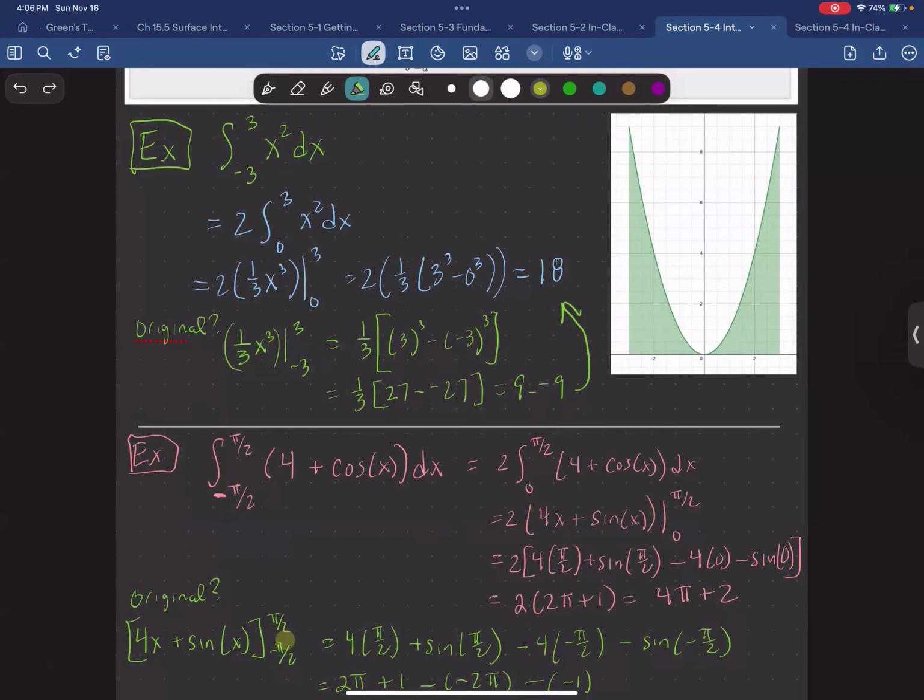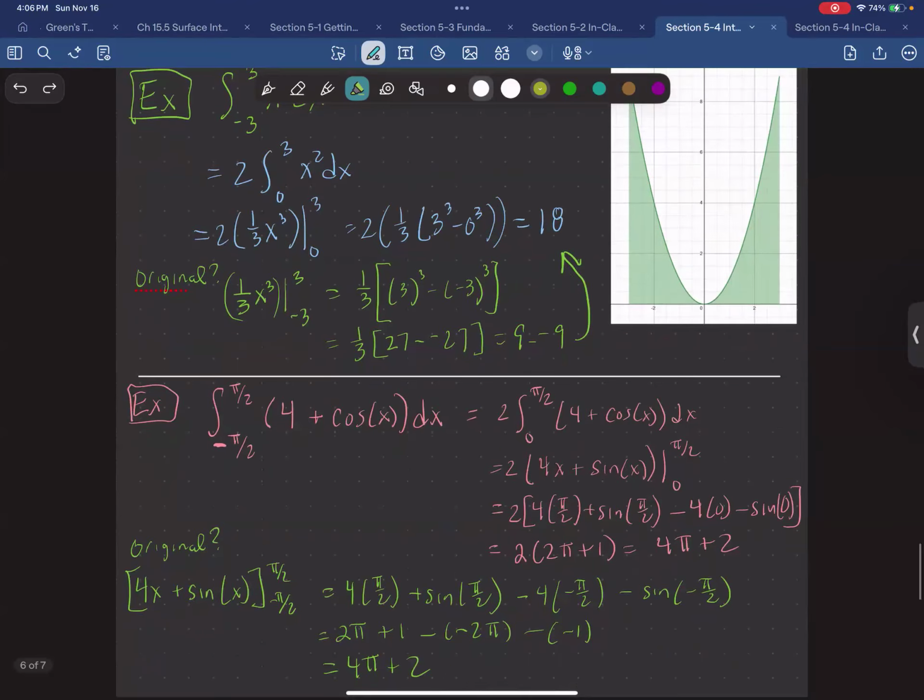So that's what I did here. Negative pi over 2 to that. I've got 4 pi over 2 plus sine of pi over 2 minus 4 times negative pi over 2 minus sine of negative pi over 2. That is 2 pi. Sine of pi over 2 is 1. Sine of negative pi over 2 is negative 1.